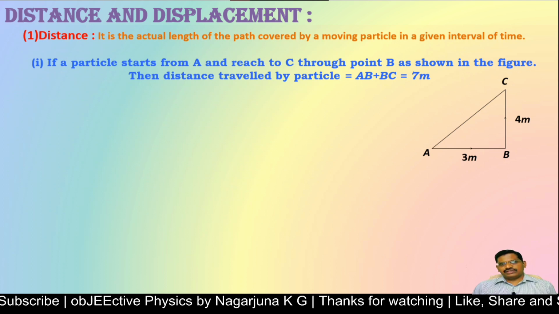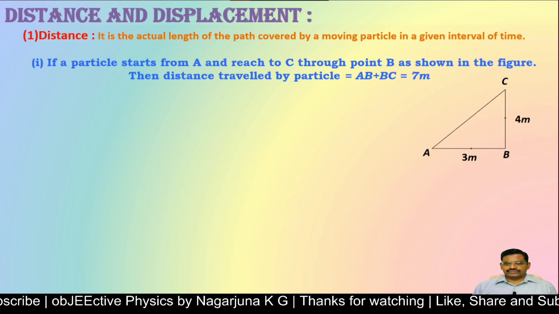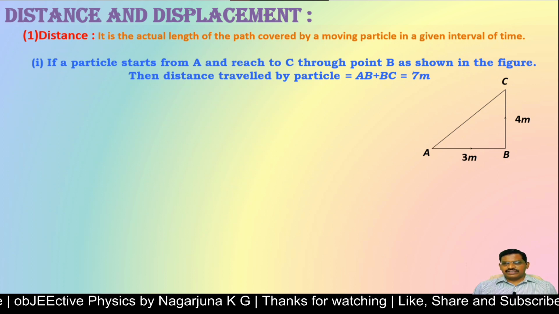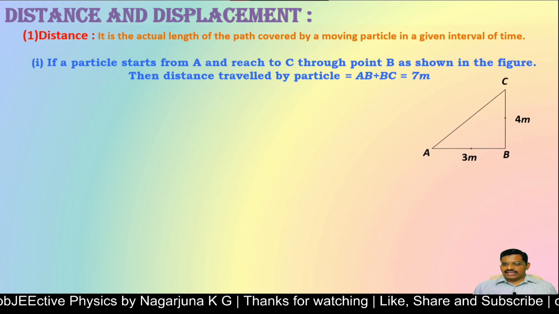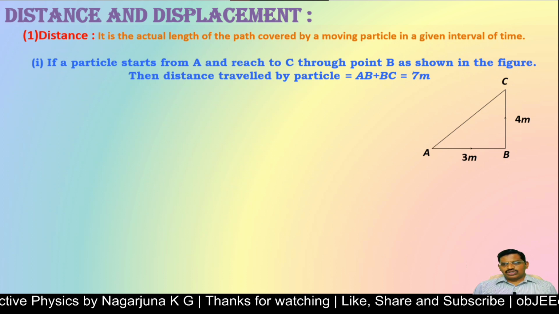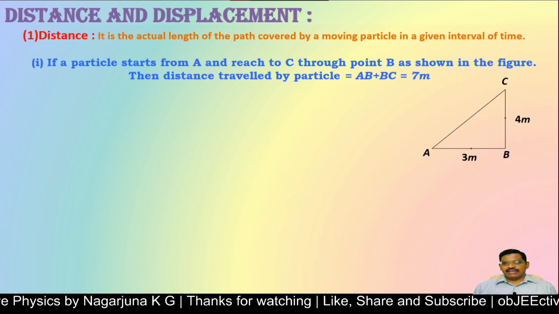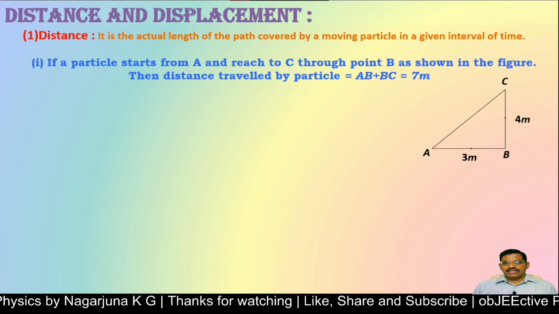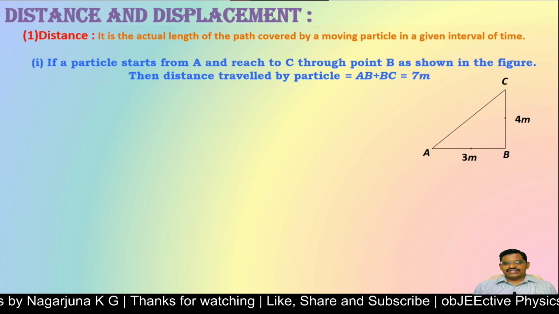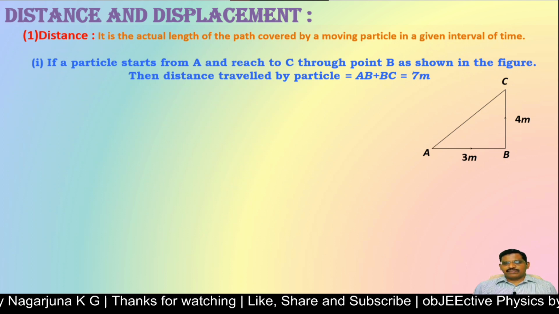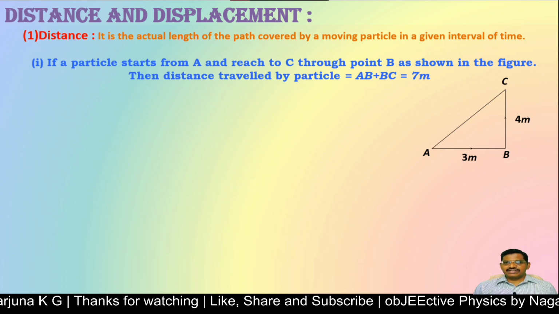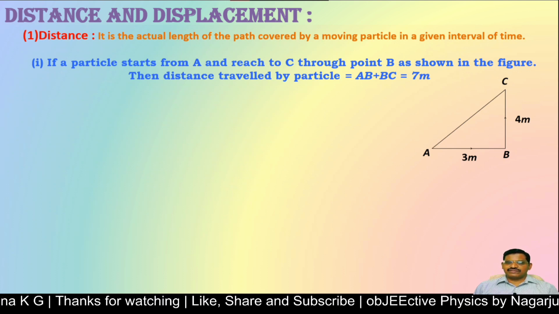As per the definition, distance is nothing but the actual path length followed by a particle. In this diagram, the particle starts from A, travels to B, then to C. So the total path length is nothing but AB and BC. AB is 3 meters and BC is 4 meters. Therefore, the total distance travelled by the particle from A to C via B is equal to 7 meters, that is 3 meters plus 4 meters.